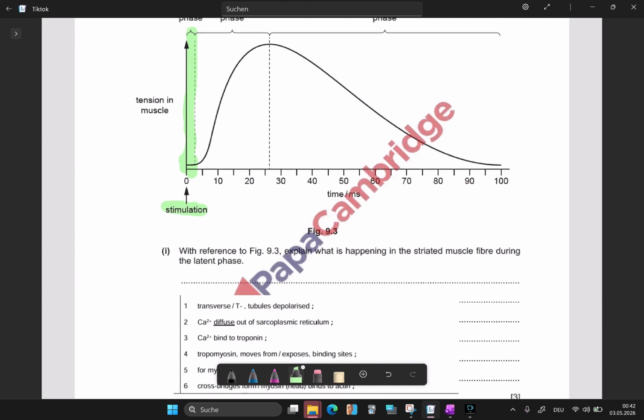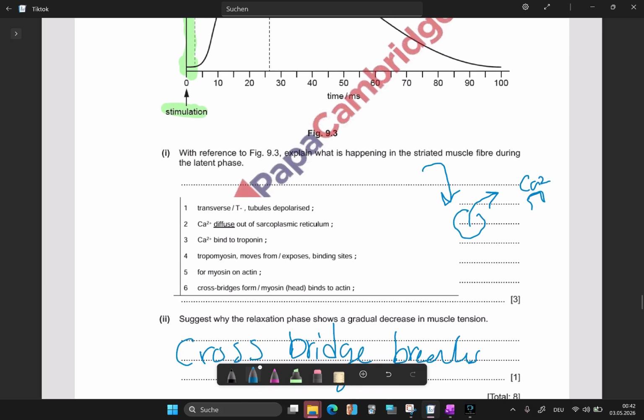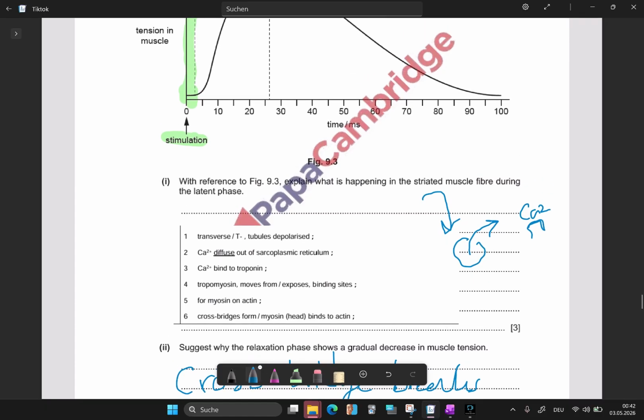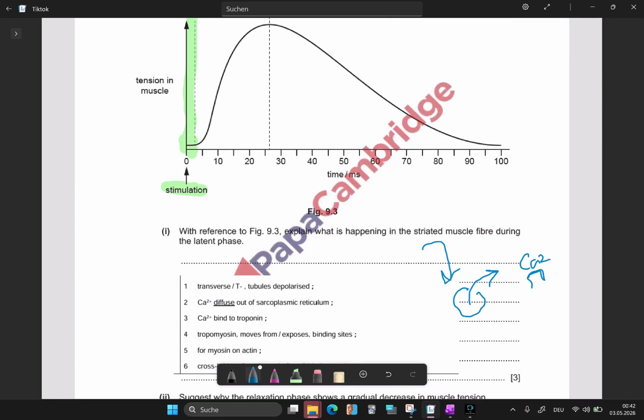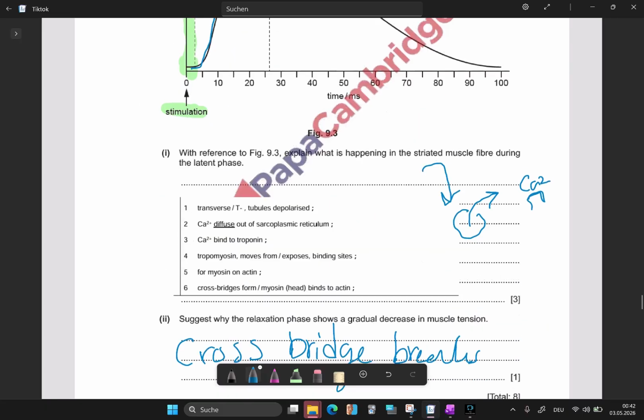So this is the time taken for the myosin and the actin to prep. Okay, this is the time taken for the depolarization of the T-tubules to happen, and then the calcium channels to open and the calcium to diffuse outside. Okay, and the calcium binding on the troponin and the tropomyosin moving and exposing the binding site for the myosin and actin to bind. Okay, and then the actin-myosin binding before the power stroke. Okay, so this is the latent phase. The contraction phase is the power stroke phase, when the myosin moved.